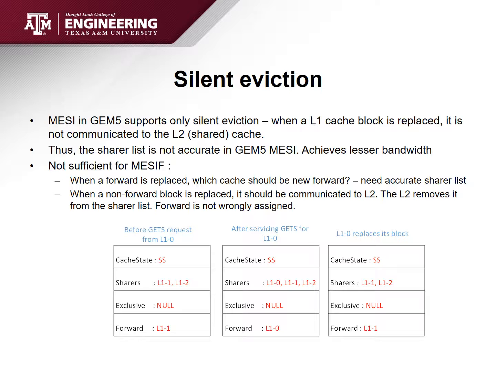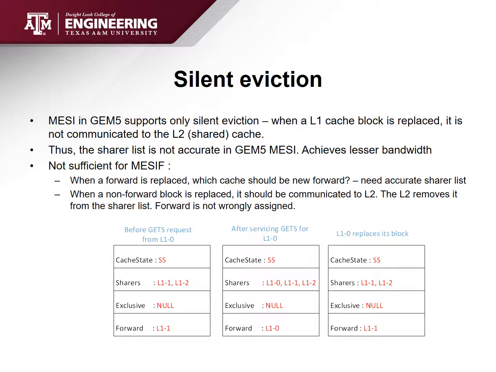So there are two basic reasons for implementing explicit eviction. When a block in the forward state is replaced, we have to assign a new forwarder for that block. We can properly assign a new forwarder only if the sharers list is properly maintained. Similarly, when a block is replaced from one of the sharers, it should be communicated to L2 and L2 should remove the corresponding cache from the sharers list. This ensures that we do not assign forward state wrongly to a non-sharing cache in the future.